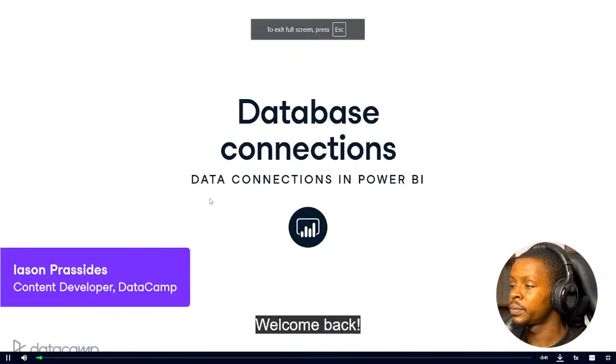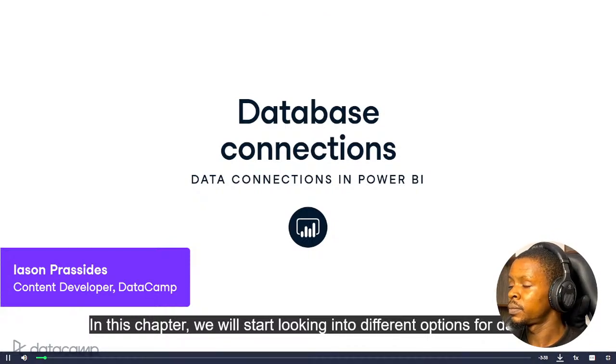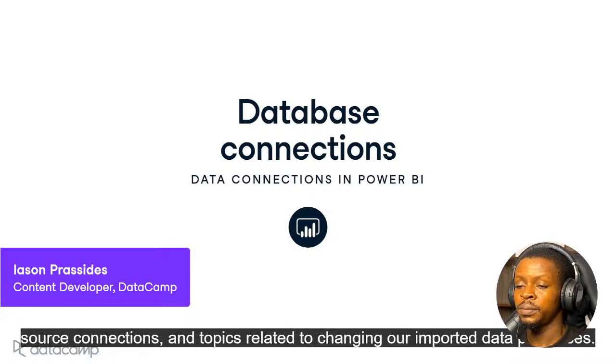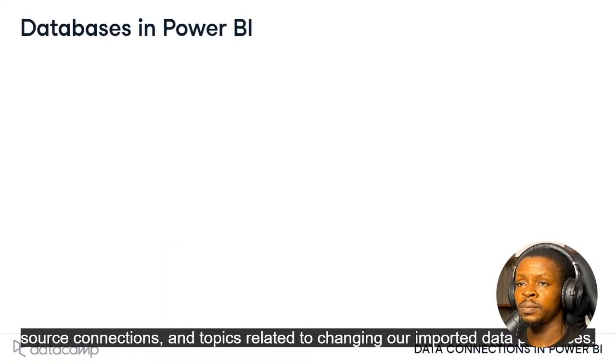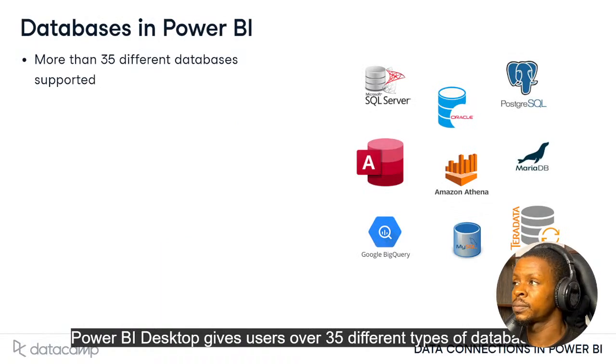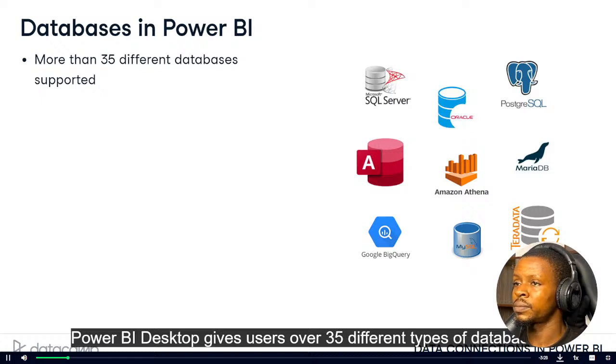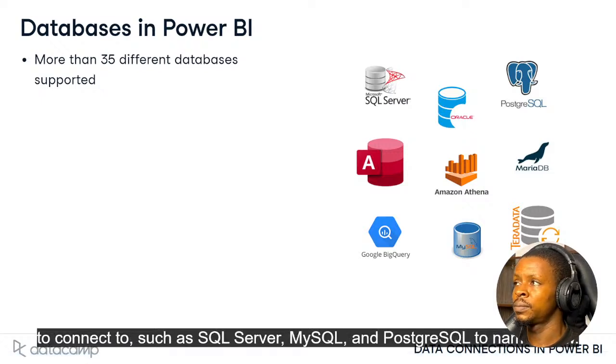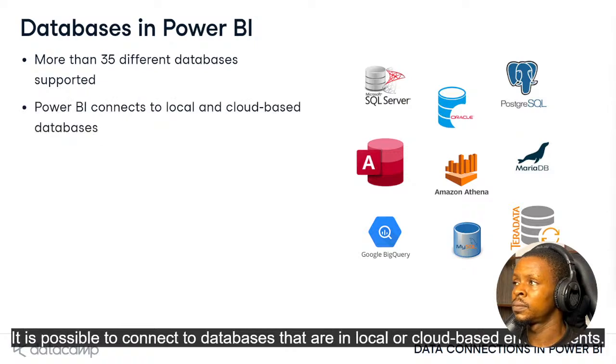Welcome back. In this chapter, we will start looking into different options for data source connections and topics related to changing our imported data processes. Power BI Desktop gives users over 35 different types of databases to connect to, such as SQL Server, MySQL, and PostgreSQL, to name a few. It is possible to connect to databases that are in local or cloud-based environments.